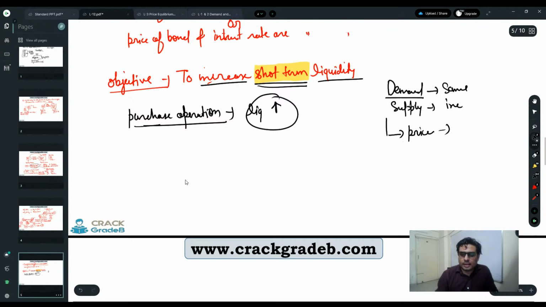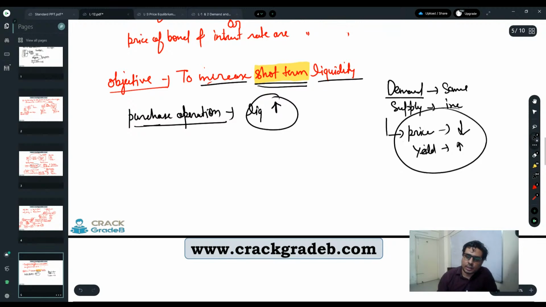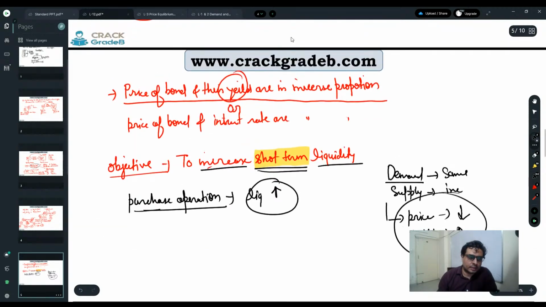Then price will what? Then price is going to decrease. Demand is same, but supply is increasing. Then price is going to decrease. Price is going to decrease means yield is going to increase. Yield is going to increase as per this law, right?